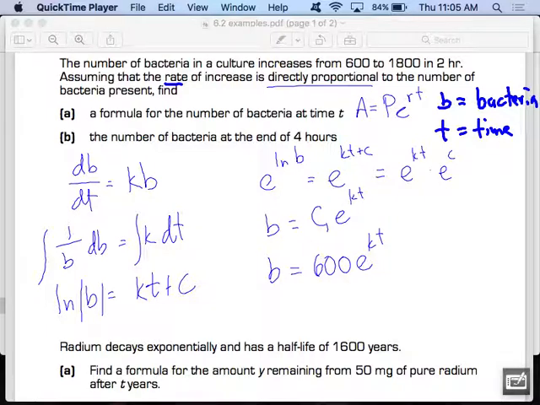They won't always give you the starting amount. They might say, we start with a certain amount, and then 2 hours later we have this amount, and 4 hours later we have that amount. So you may have to do a little bit more work there. Eventually we end up with 1,800 bacteria. How long does it take for that to happen? 2 hours. So eventually we have 1,800 bacteria, starting with 600, and it takes 2 hours to have that happen.